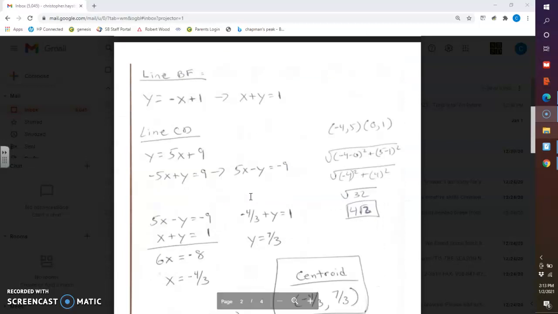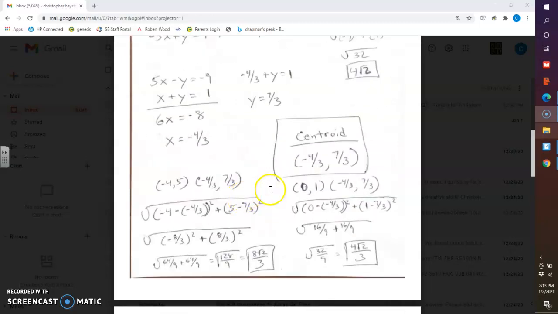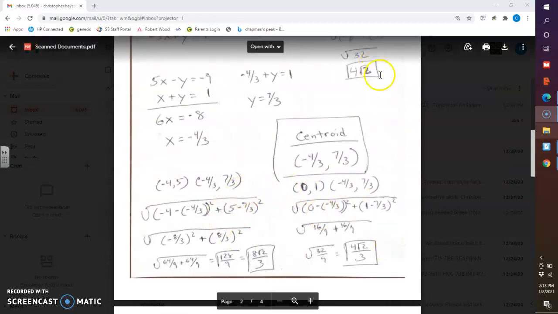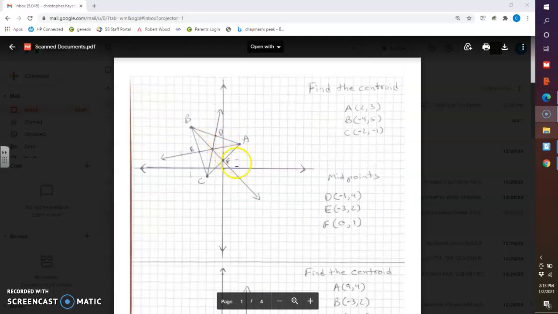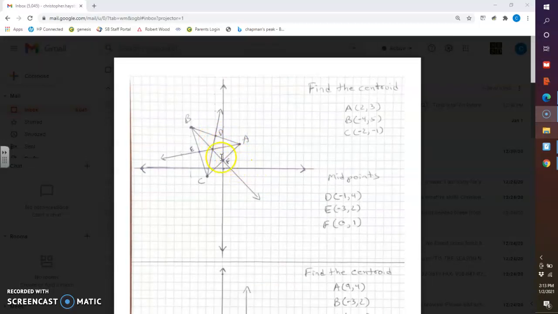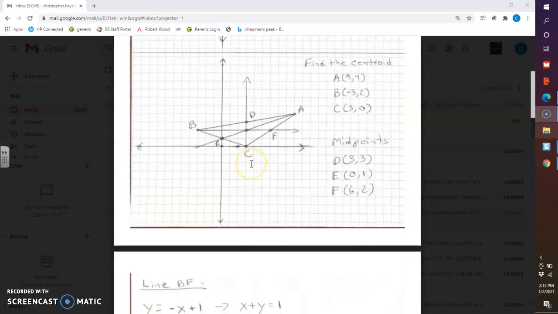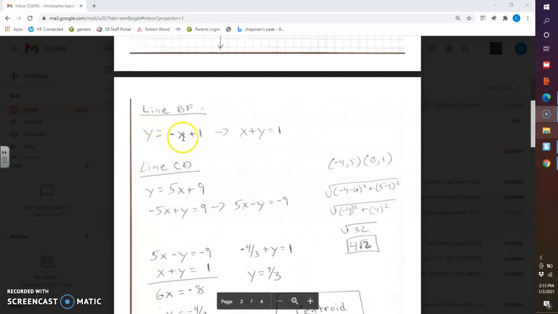If we want to find the actual centroid, the exact value of it, and we can check our work through this with the distance formula as well, here's what we do. The first thing I'm going to do is find the line from BF, and you're going to see me go back and forth here a little bit. My line from BF has a slope of -1 and a y-intercept of 1. So the equation of my line is y equals -x plus 1. If I add x to both sides, the standard form of my equation is x plus y equals 1.